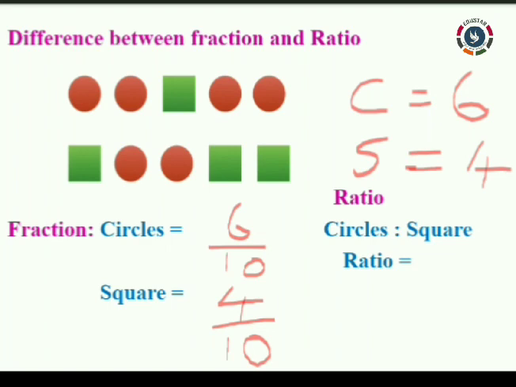Ratio means you are going to compare two quantities. Here we are talking about circle and square, right? Here circle and square are the two different quantities. So number of circles is 6. Next, number of squares is 4. So 6 is to 4 is the ratio of circles to squares.